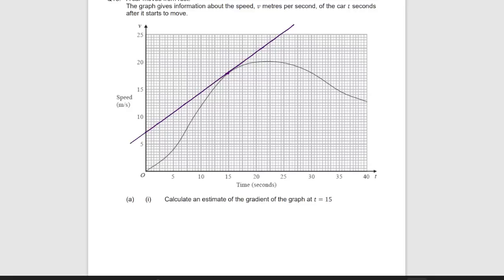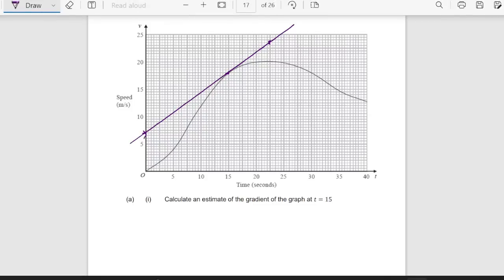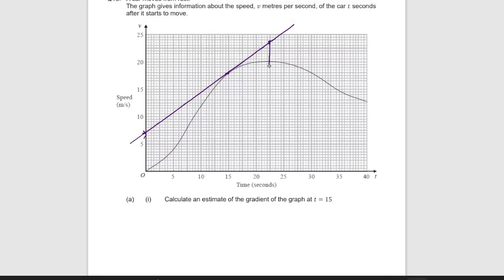So I'm going to pick values that I like. I'm going to make a fairly large triangle. So I'm going to make that as my triangle. And I need to work out the gradient of that line, an estimate for the gradient. So we've gone from what looks like 7 up to what looks like 23.5. So I'm going to say that that is, let's get my calculator out.